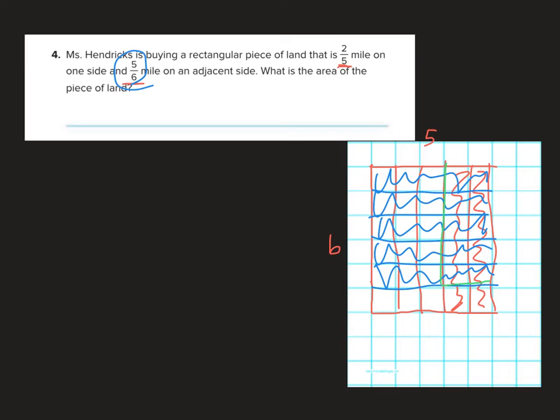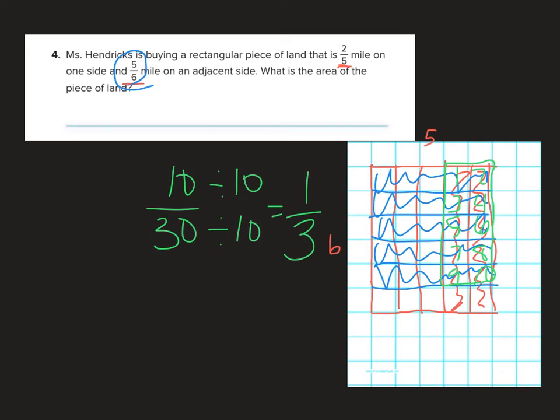These guys right here are overlapping. So that's 1, 2, 3, 4, 5, 6, 7, 8, 9, 10 overlapping pieces out of 30 total pieces. Okay, so if I simplify this, I can divide by 10 and get 1/3. What is the area of the piece of land? 1/3 of a mile. I'll write that up here, 1/3 mile.